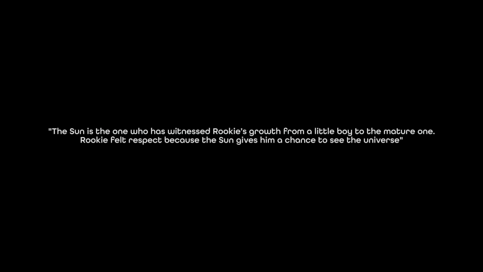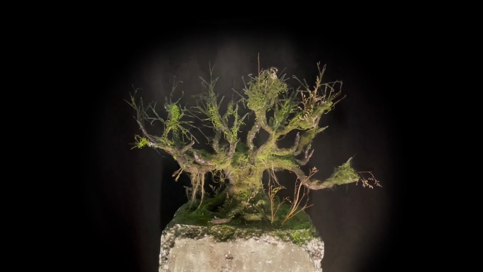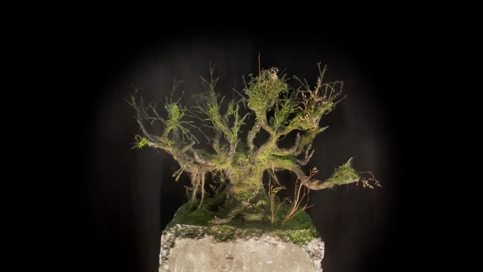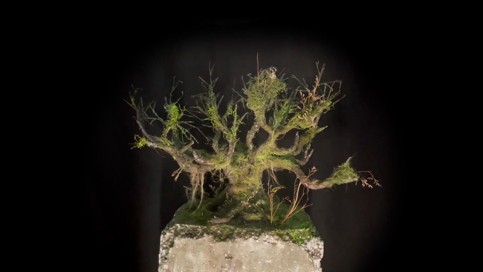The sun was the one who had witnessed Rookie's growth from a little boy to a mature one. Rookie felt respect because the sun gave him a chance to see the universe. Then two others came to visit him: the wind and the rain. They told him they also knew about what he had been through, and the three of them realized that they had been best friends for a long time and did not want to be far away from each other.